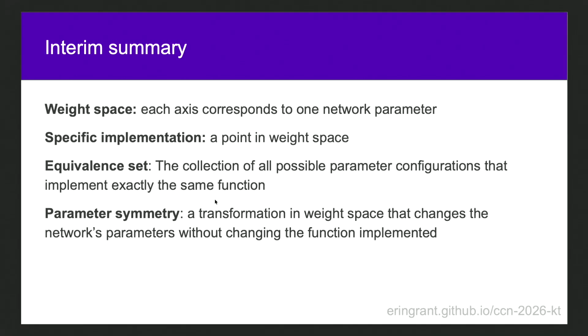OK, we introduced four concepts. The first one is the idea of a weight space, where each axis corresponds to a network parameter. We've talked about a specific implementation, that's one point in weight space. We have talked about an equivalent set, a collection of all possible parameter configurations that implement exactly the same function. And lastly, we have introduced the idea of a parameter symmetry. That's a transformation in weight space that changes the network's parameters without changing the function that we actually implement.